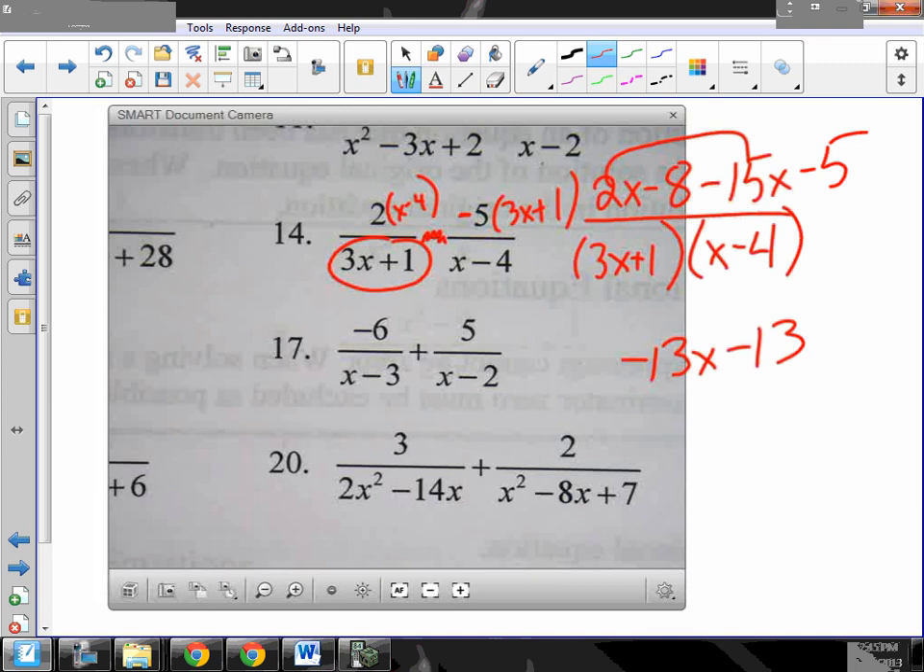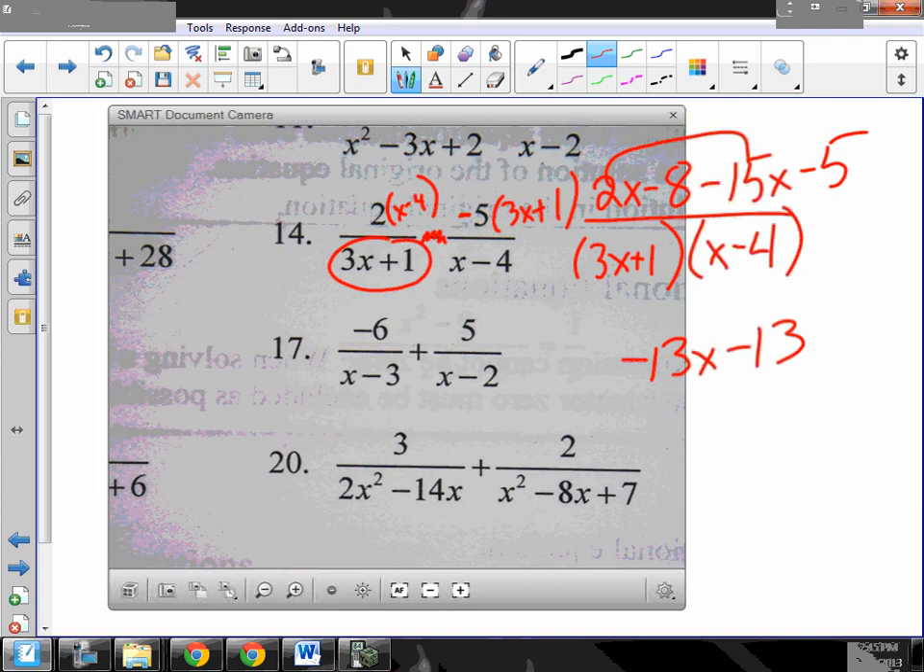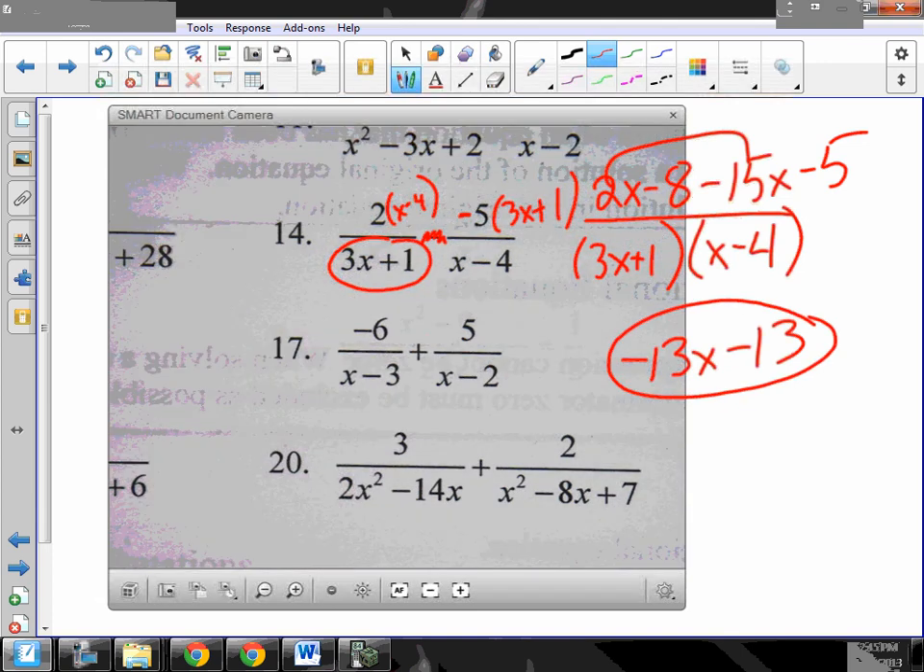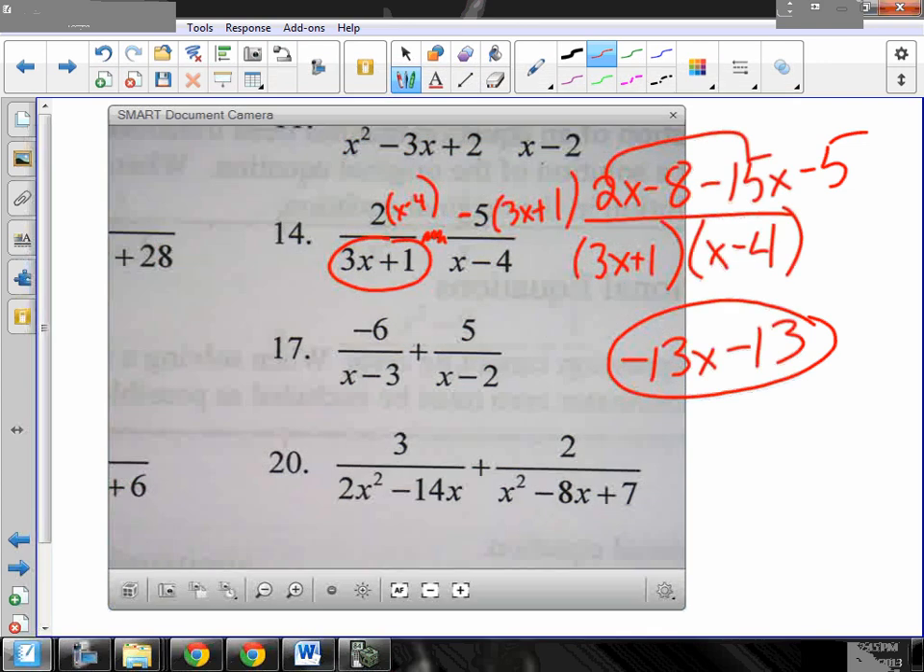Negative x minus 1, which is still not going to cancel anything. So even if I factored that, I don't have an x plus 1 on the bottom. So that's not going to work.